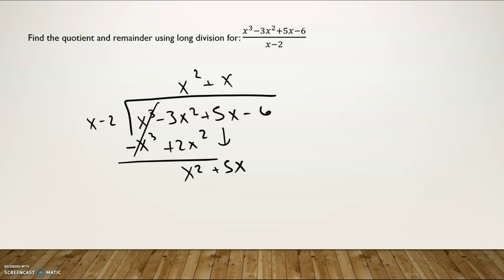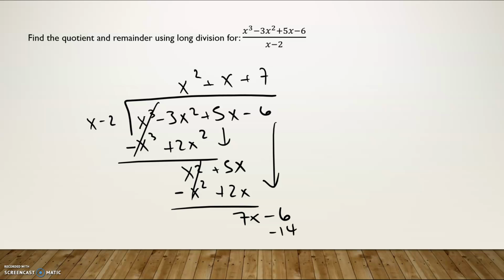Looks like I need an x. So negative 2x and x squared. Change your signs. Goes away. And we have 7x. Bring down that negative 6. So plus 7. So that will be negative 14. That will be 7x. Change your signs. Okay, this will be 8.